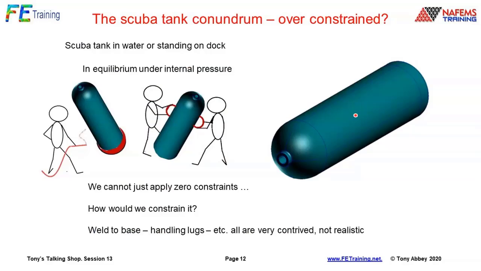So we can't run that, though, within FE analysis. We've got to have some constraint. If we don't put any constraint, we've got 6 rigid body motions. It won't run statically. So how do we get that constraint in? And by definition, any kind of constraint I apply to it is going to be over-constrained.